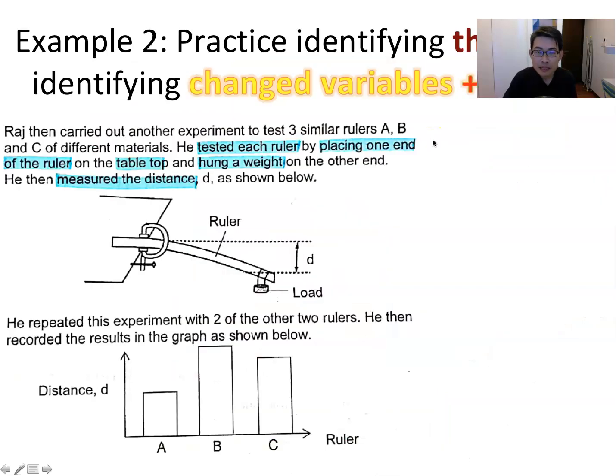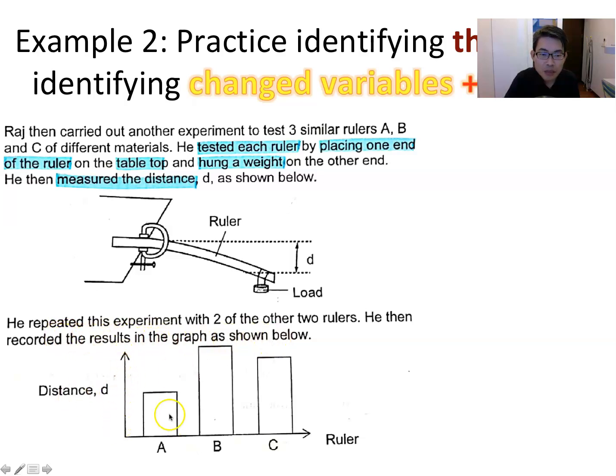Now, let's look at a second example, practicing identifying the aim by identifying the change variable. You may pause the video here, read the question and try it. Raj then carried out another experiment to test 3 similar rulers A, B and C of different materials. He tested each ruler by placing one end of the ruler on the tabletop and hung a weight on the other end. He then measured the distance D as shown below. He repeated this experiment with the other 2 rulers. He then recorded the results in the graph as shown below.